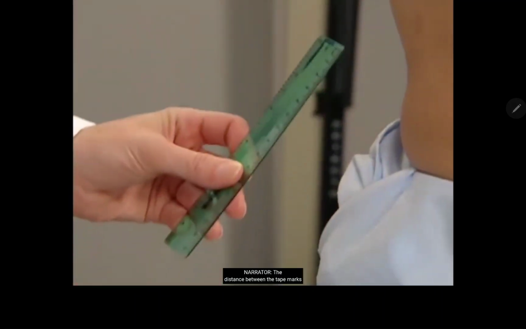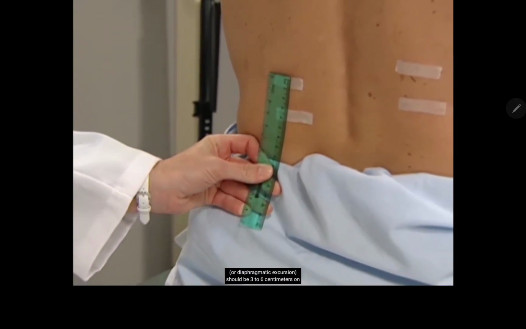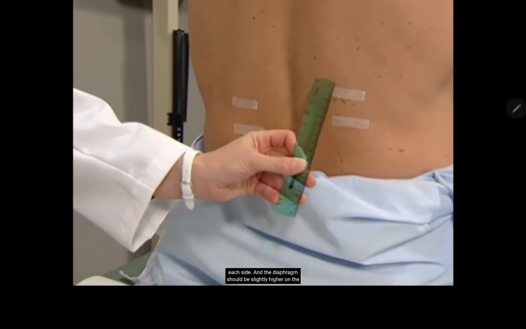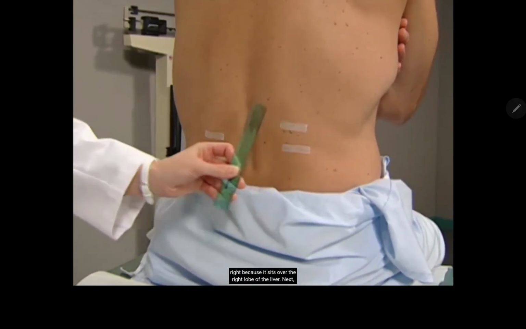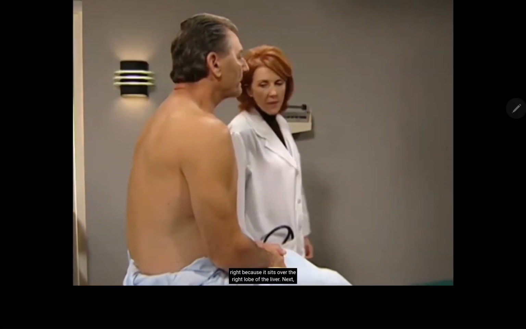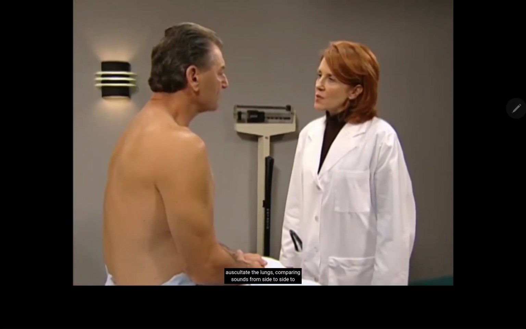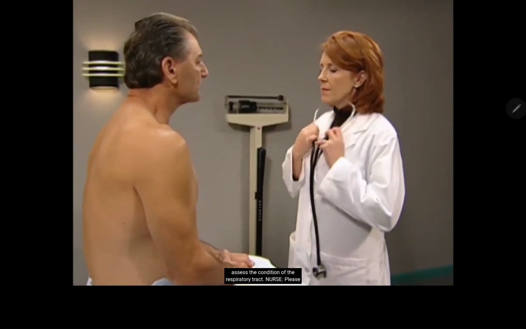The distance between the tape marks, or diaphragmatic excursion, should be 3 to 6 centimeters on each side, and the diaphragm should be slightly higher on the right because it sits over the right lobe of the liver. Next, auscultate the lungs, comparing sounds from side to side to assess the condition of the respiratory tract.